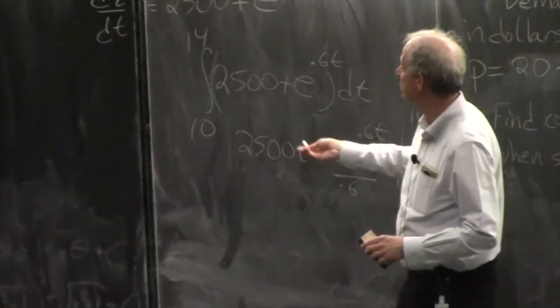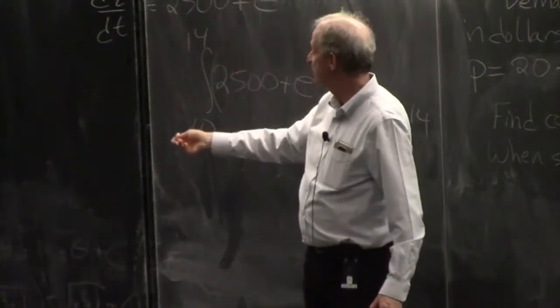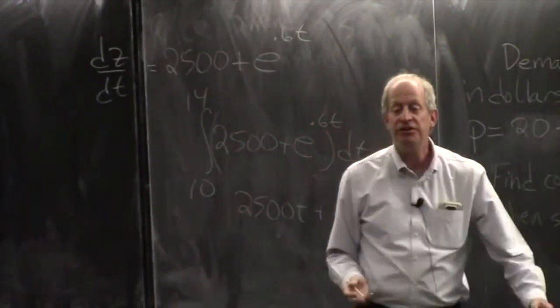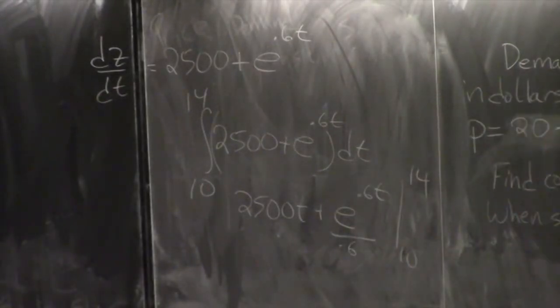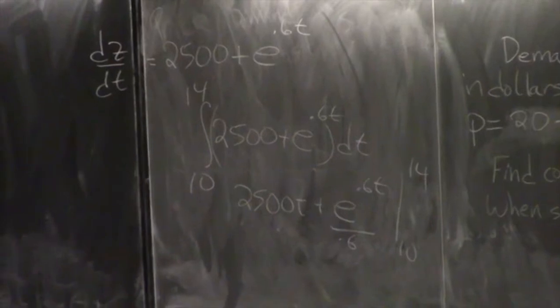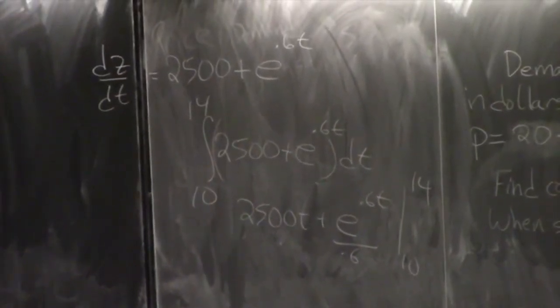So this is going to give you the number of zombies at the 14th hour, and the number of zombies at the 10th hour. You take the difference, and that gives you the number of zombies between the 10th and the 14th hour. Okay? That's how much the zombie population went up.